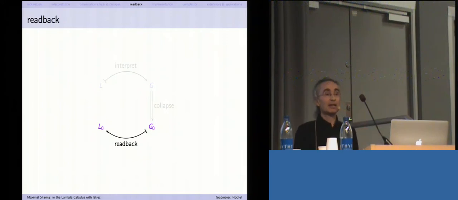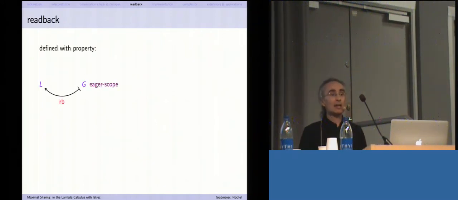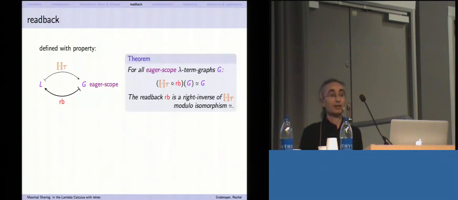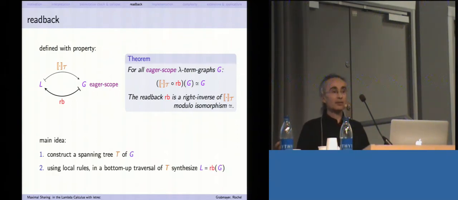About the third step, the readback, I will only say very little, namely what's the defining property of it. The defining property is that if one is given an eager scope lambda term graph, then the readback should produce a lambda letrec term with the property that applying the interpretation you get out the graph from which it started. So the readback should be the right inverse of the interpretation modulo graph isomorphism. And how it is defined, the main idea is to construct the spanning tree of the lambda term graph and then use adequate local rules in a bottom-up traversal of the spanning tree to synthesize the readback. That's the idea of the readback.